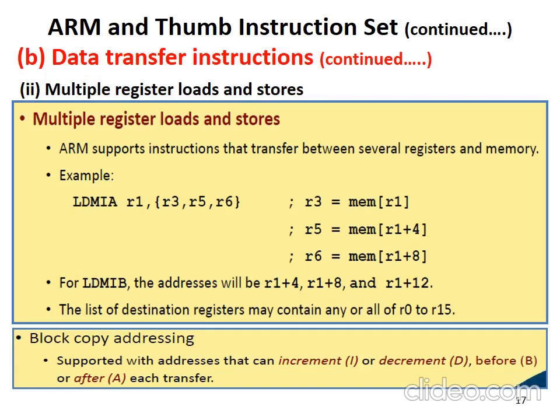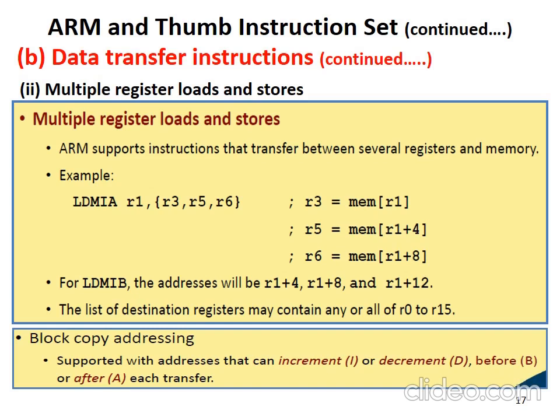Next, multiple register load and store. ARM supports instructions that transfer between several registers and memory. An example instruction is given here: LDMIA R1, R3, R5, R6. Load multiple, increment after, is what LDMIA stands for. So R1 is holding the memory address.